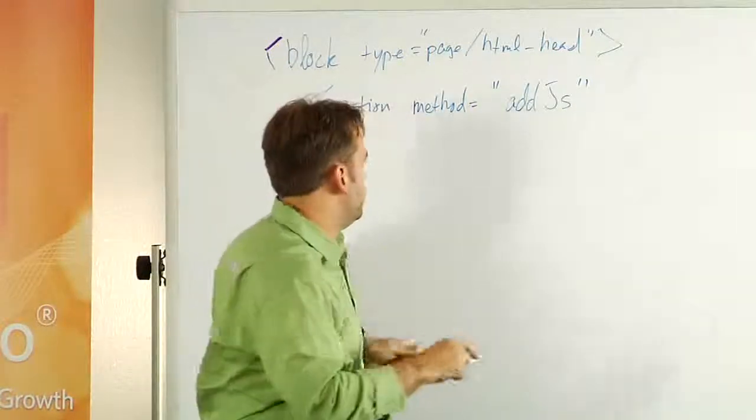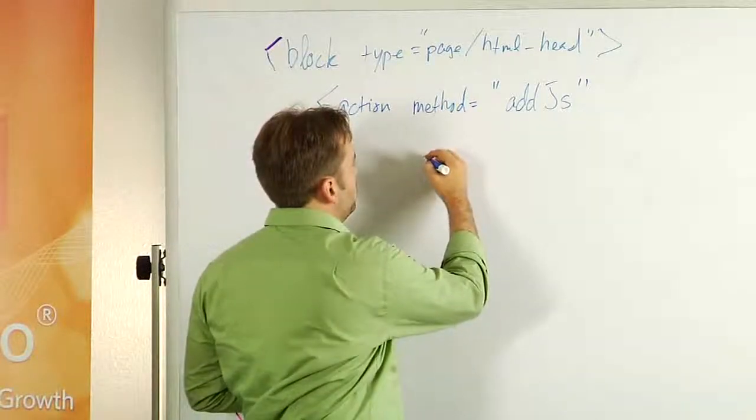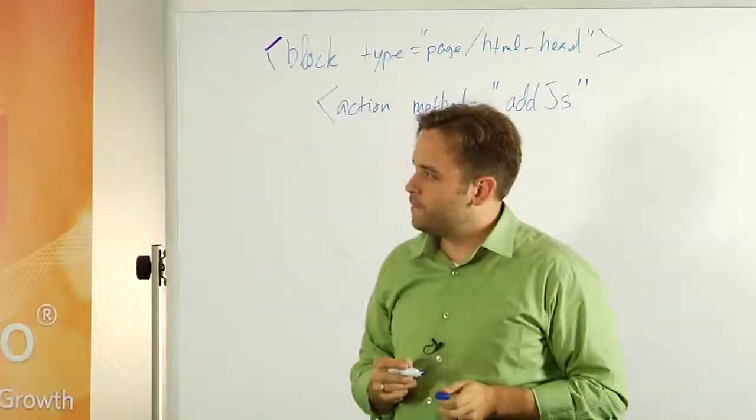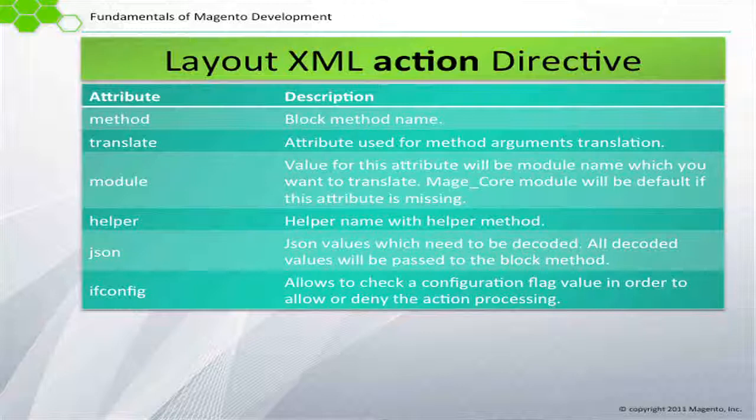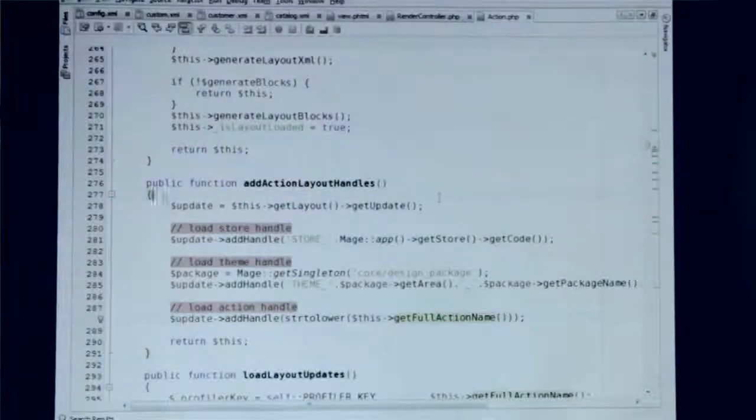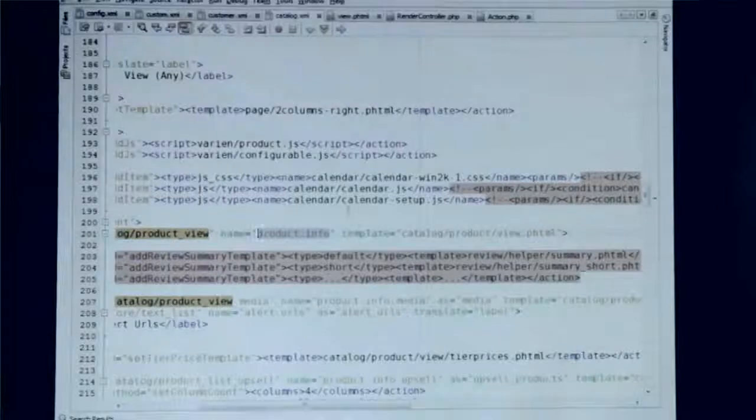Translate and module are used together. So if we call translate, let me open up a file here. I think it helps to see this one in the code. And I think I have catalog.